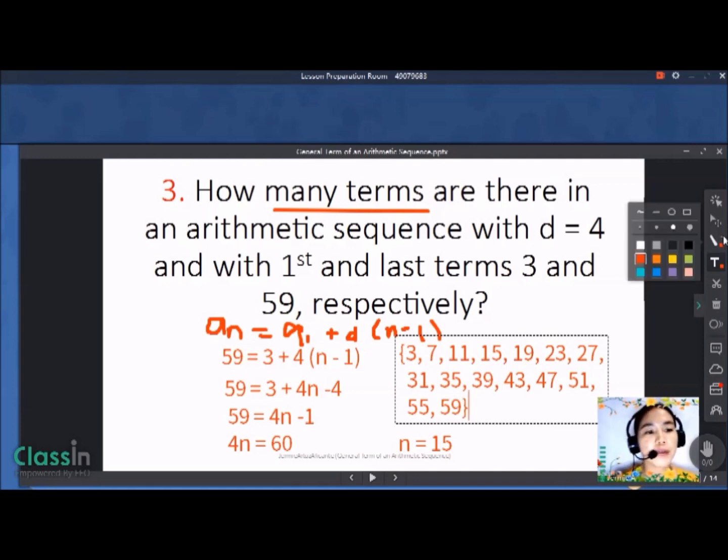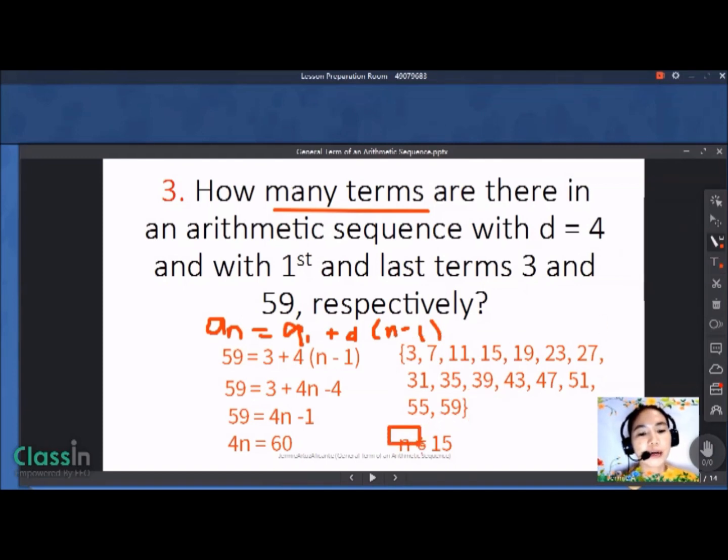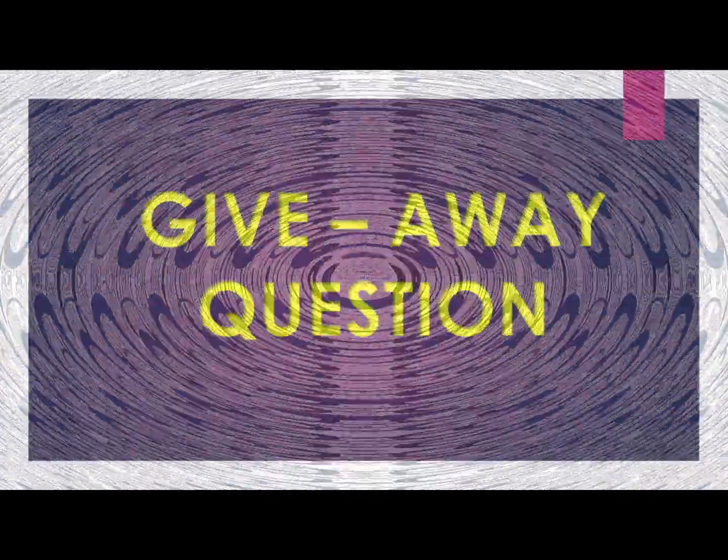Let's count if we have actually 15 terms, because that is the answer that we obtained. According to our solution, we have 15 terms. So let's count. We have 1, 2, 3, 4, 5, 6, 7, 8, 9, 10, 11, 12, 13, 14, and 15. So that is our solution.